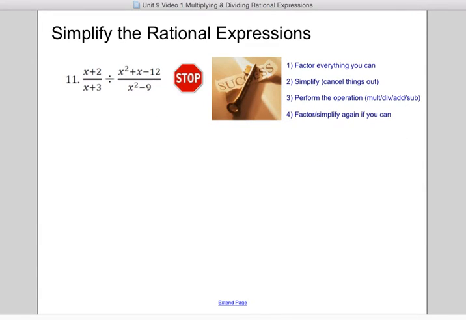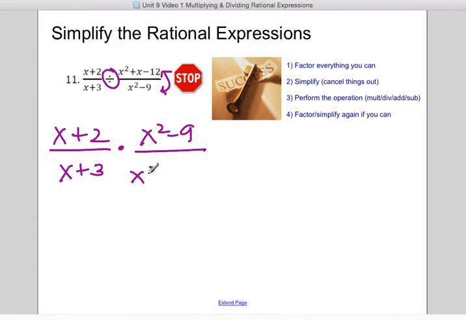Number 11 gives us a little stop mark. The reason is, you gotta flip it. It's division, so we flip. Okay, so the first fraction stays the same. Then we multiply by the reciprocal. What I need to do now is factor. These two pieces don't need to be factored. They're already simplified as far as they can.